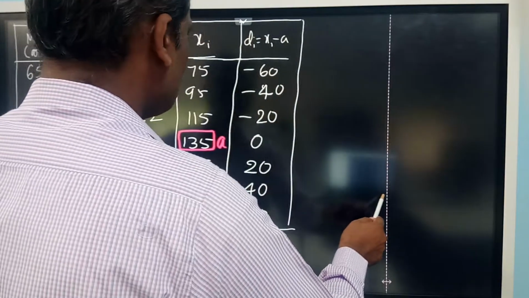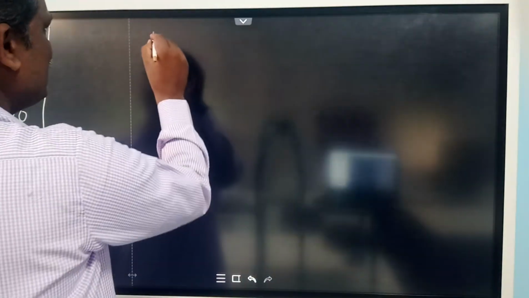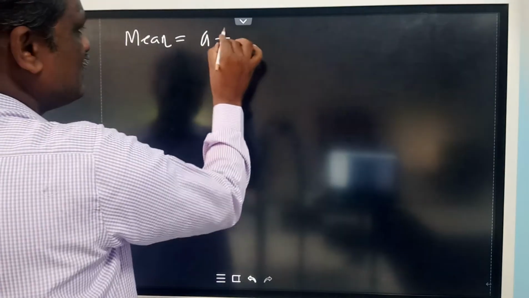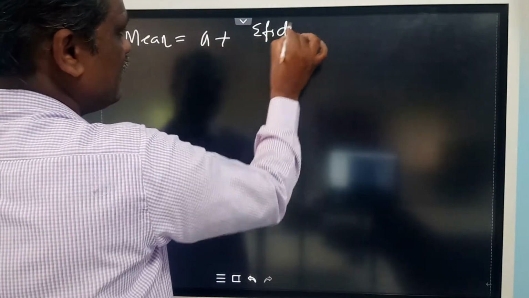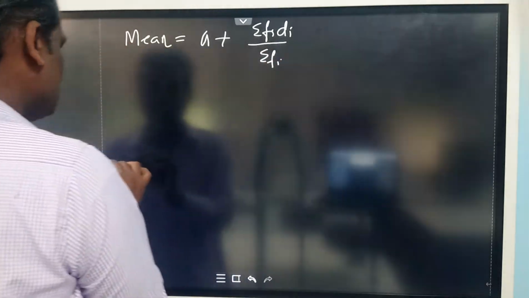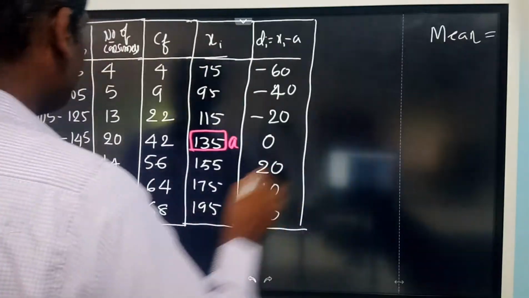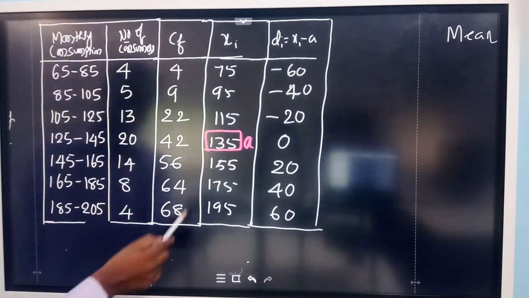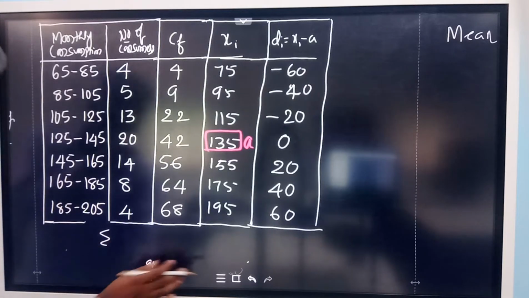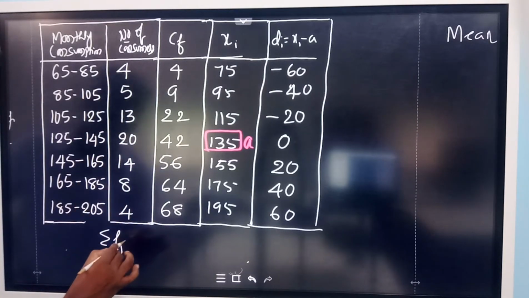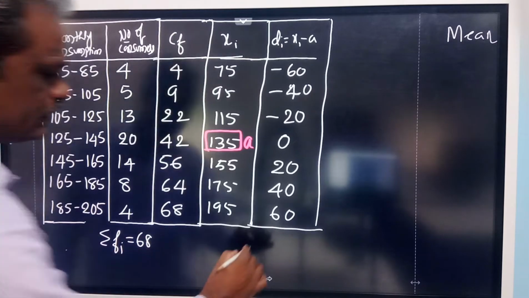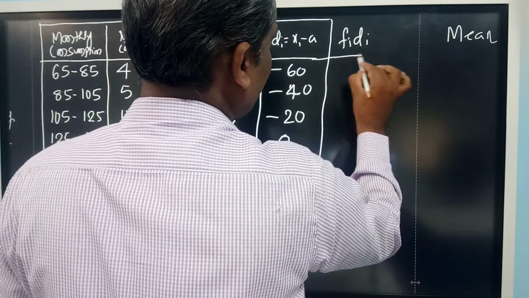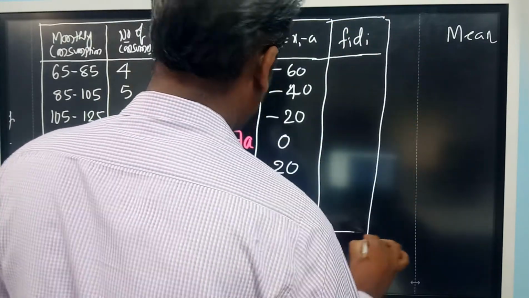To find the mean value, let us start with the mean first. The formula here is a plus sigma fi di divided by sigma fi. Sigma fi is the sum of the frequencies, which is 68. The next one we want is fi di, so you multiply fi and di.